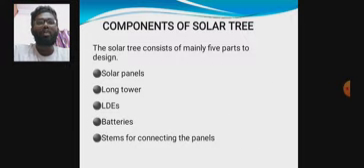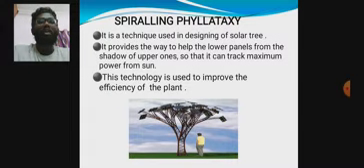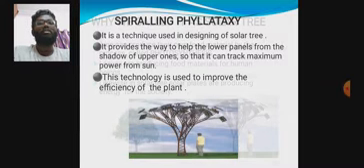Now we will see the components of the solar tree. The solar tree mainly consists of five parts in the design. First one is solar panels. Second is a long tower. Next are LEDs, batteries, and stems for connecting the panels. Now, what is spiraling phyllotaxy? It is a technique used in the design of the solar tree. It arranges the panels to help lower panels avoid the shadow of upper ones so that they can capture maximum power from the sun. This technology is used to improve the efficiency of the plant.